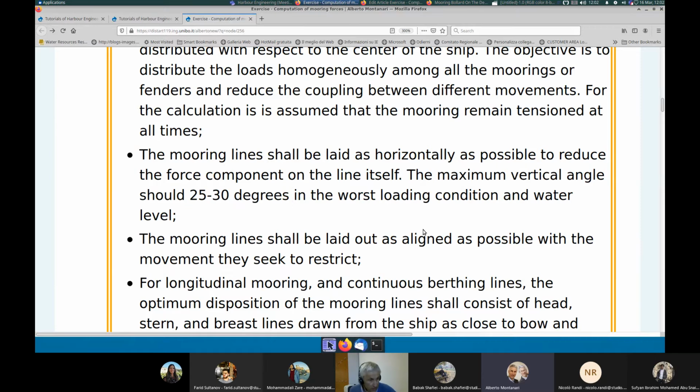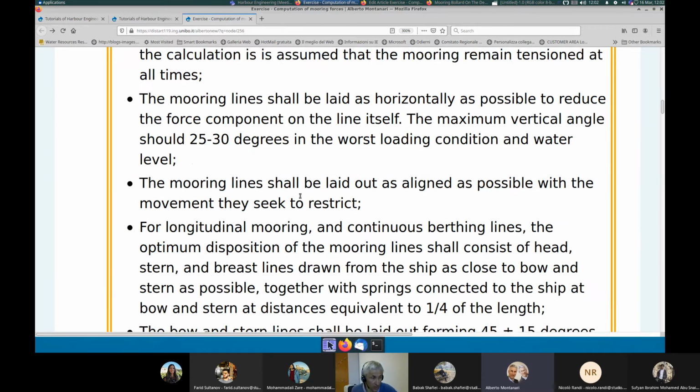Good. Now, of course, the inclination of the mooring lines depends on the loading condition.